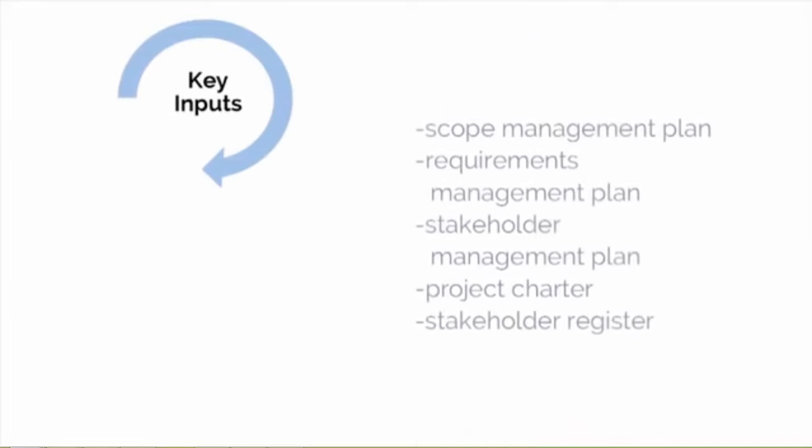For example, assume we are implementing a new telephone system in our company. The technical requirements for this product could include hardware, software, training, and an implementation plan. This process's inputs are the scope management plan, the requirements management plan, stakeholder management plan, project charter, and stakeholder register. Note here that one of the key inputs is the stakeholder register, as we need to know who the stakeholders are so we can meet with them and understand their requirements for the project.